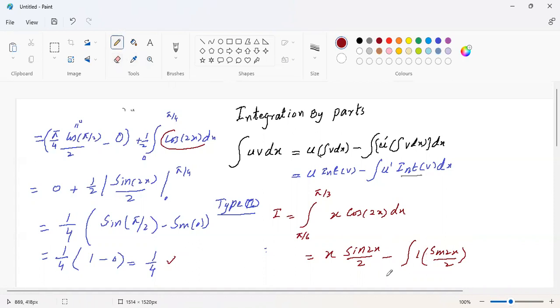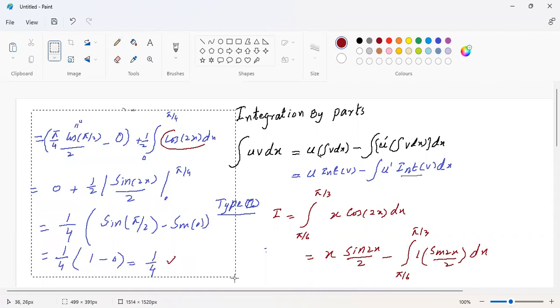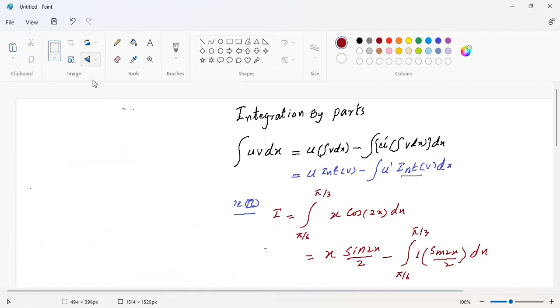Okay. And the limits are pi by 6 to pi by 3. As usual, once again, we write this constant outside, then integrate the sine again. We are writing and simplifying these steps here, and the limit over here is pi by 6 to pi by 3.